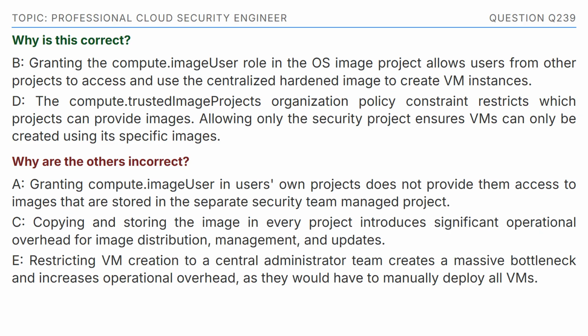Why are the others incorrect? A. Granting compute.image user in user's own projects does not provide them access to images that are stored in the separate security team managed project. C. Copying and storing the image in every project introduces significant operational overhead for image distribution, management, and updates. E. Restricting VM creation to a central administrator team creates a massive bottleneck and increases operational overhead, as they would have to manually deploy all VMs.